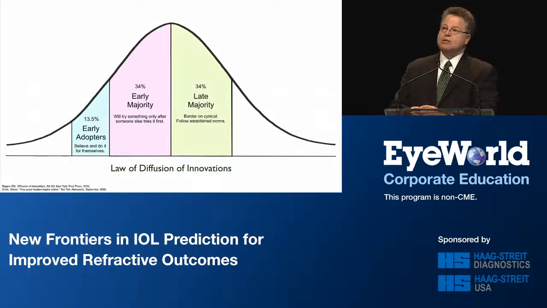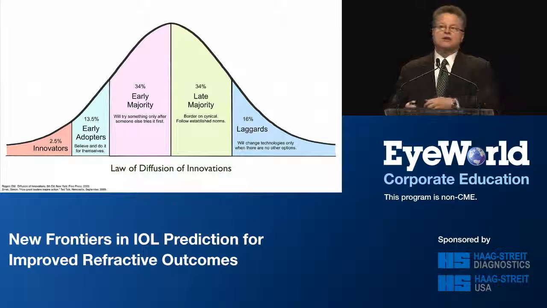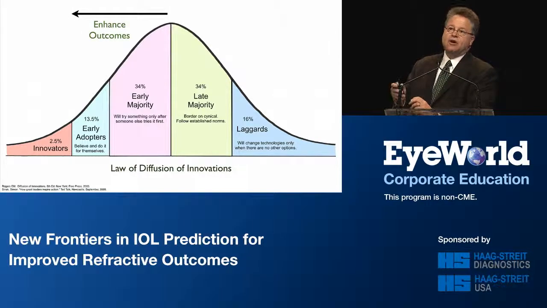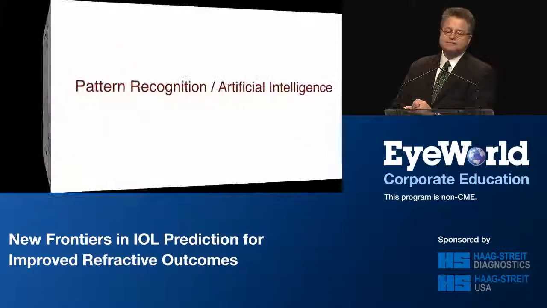There's the late majority, people who are kind of inherently cynical and follow established norms, kind of like that approval nurse for the HMO that you're working with that can't spell vitrectomy. And there are the laggards. These are the people that have an iPhone only because rotary phones aren't available. And then there are the innovators, the people like Doug Koch, that show us what's possible and new ways of thinking. More broadly based, those people to the left are looking to enhance outcomes, and those people on the other side are looking to maintain familiarity. And my hope is that every person in this room is looking to enhance outcomes.